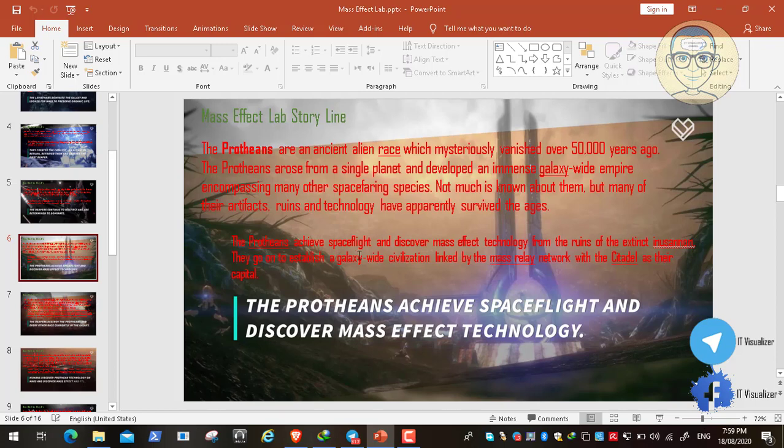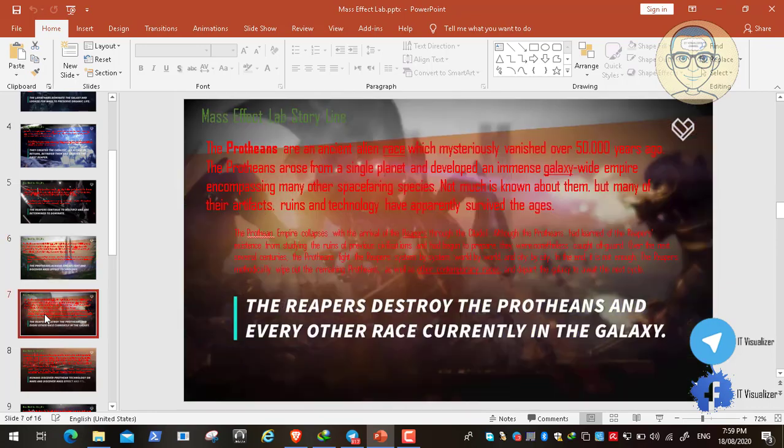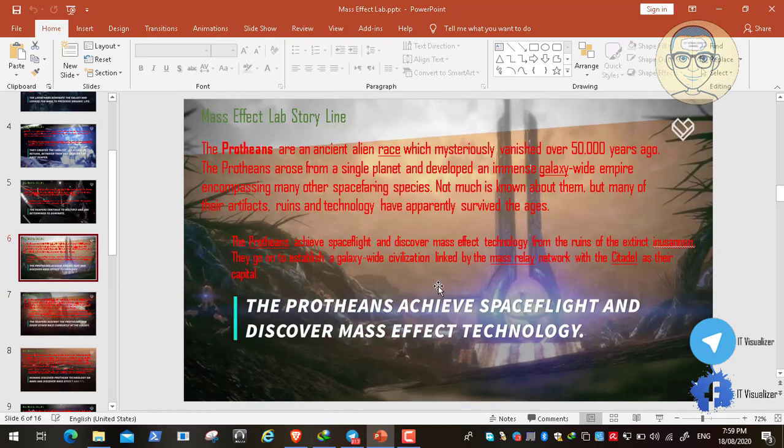But when they achieved this technology, the Reapers learned of their existence. The Reapers destroyed the Protheans, and every other race then in the galaxy. So the Prothean empire collapsed with the arrival of the Reapers through the Citadel. I need to say that the capital of the Prothean species was the Citadel. This was their capital.